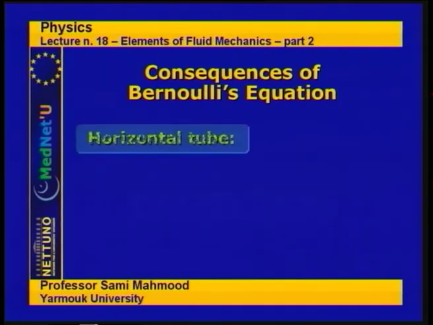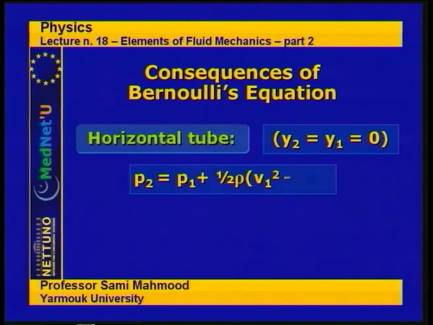And finally, for a horizontal tube, if we assume y1 equals y2 is equal to 0, we obtain P2 equals P1 plus 1/2 rho into V1 square minus V2 square.